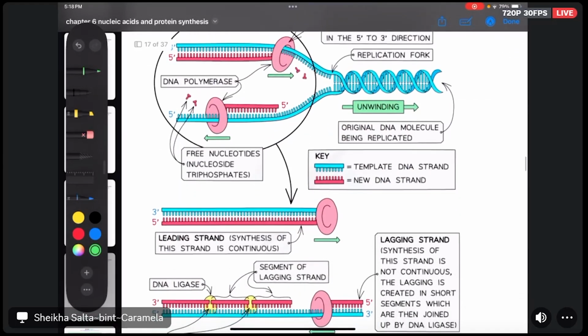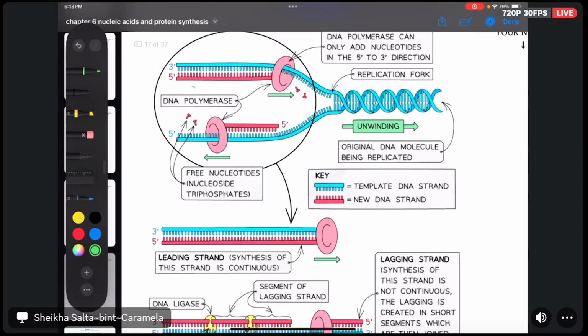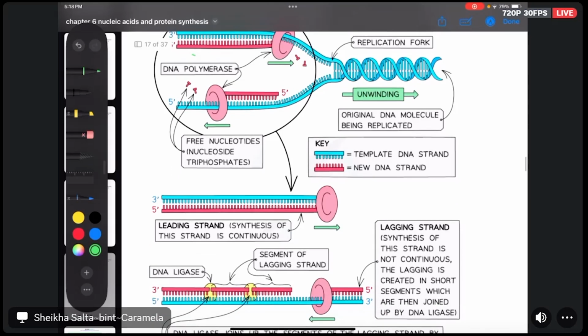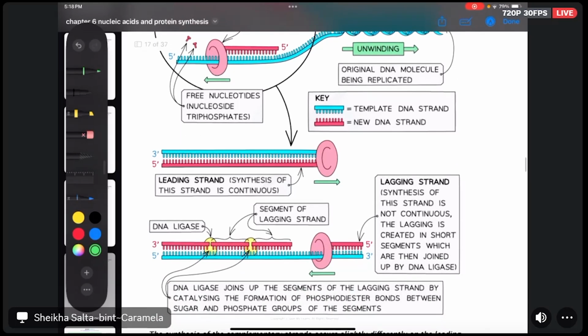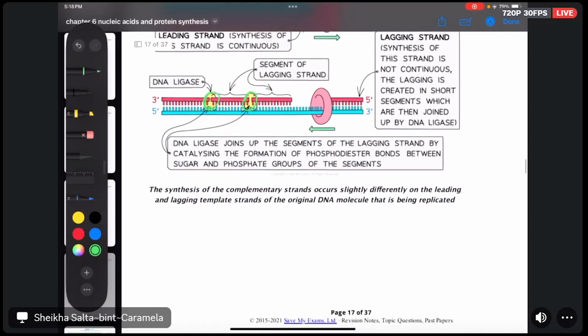As is seen over here, this is your leading strand, as continuous replication is happening in the 5' to 3' direction, but on the lagging strand, fragments are being formed, as you can see. So the DNA ligase enzyme will just remove these gaps to create a continuous strand once again.